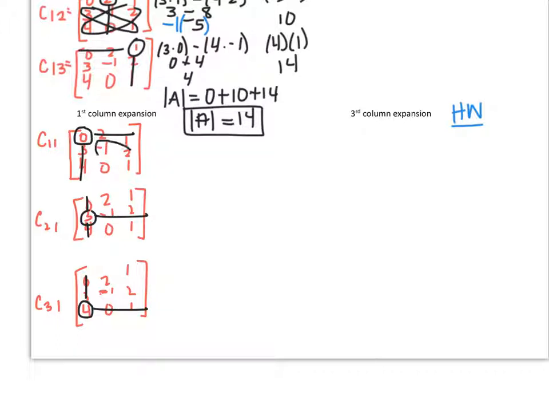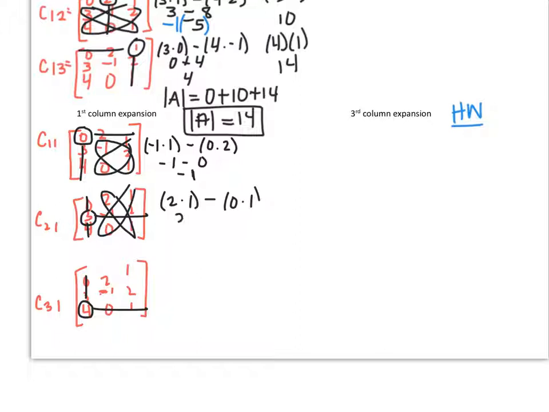We want to find the determinant. So negative 1 times 1 minus 0 times 2. So negative 1 minus 0 is negative 1. Here I'll take the determinant. 2 times 1 minus 0 times 1. So 2 minus 0 is 2. Here I'll take the determinant. So 2 times 2 minus negative 1 times 1. So 4 minus a negative 1 is 5.